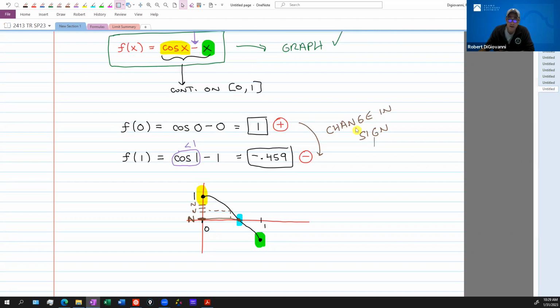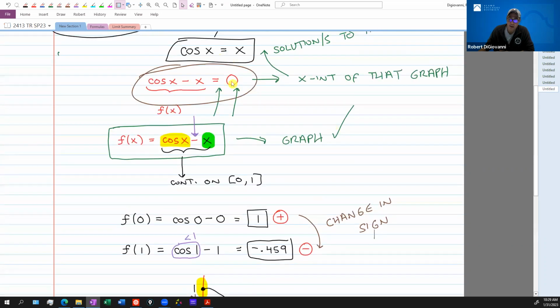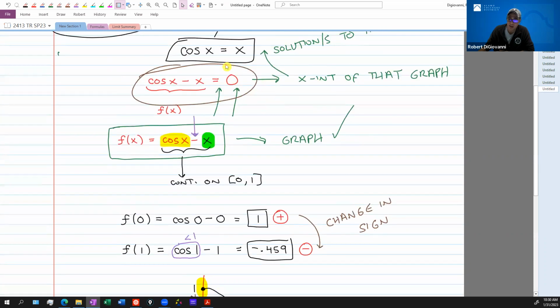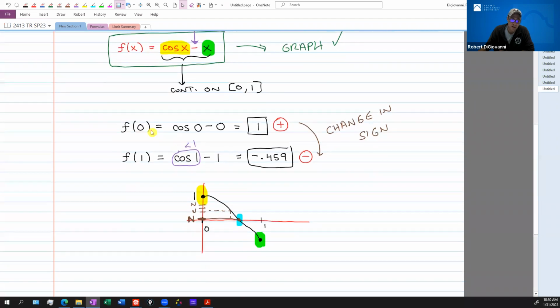So on a quiz or a test, if I gave you a problem like this and asked you to show that it has a solution, you do exactly this method. Move everything over, tell me it's continuous, plug in the left and right endpoints, and you better hope that there's a change in sign here. Now, the computer got the answer. We didn't get the answer.